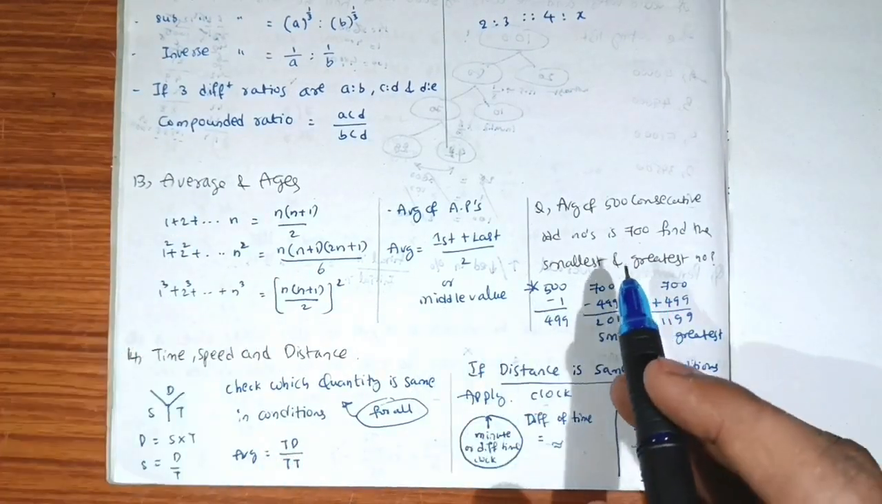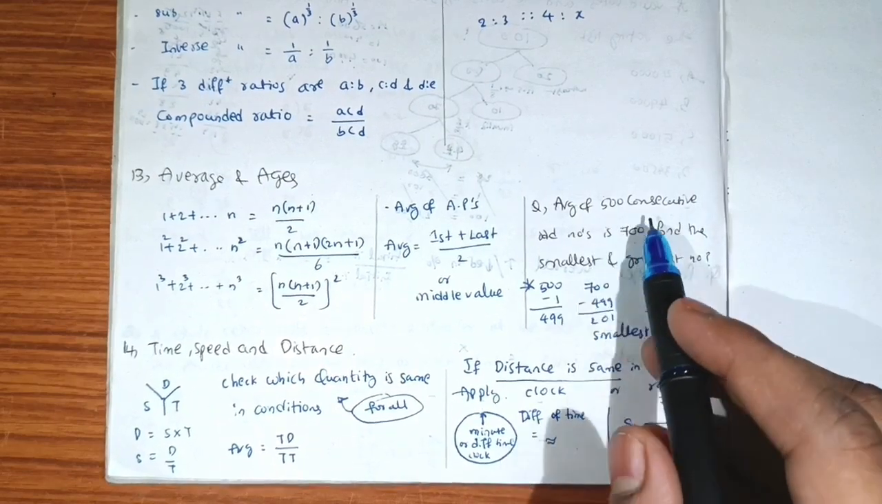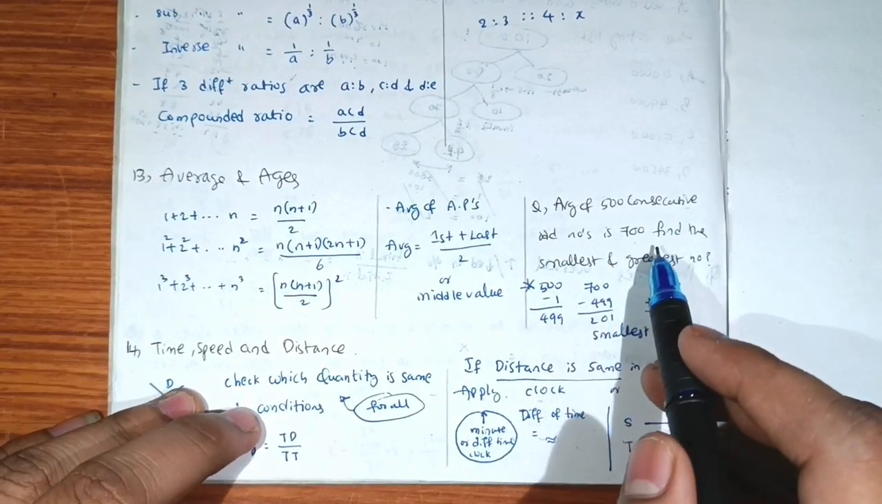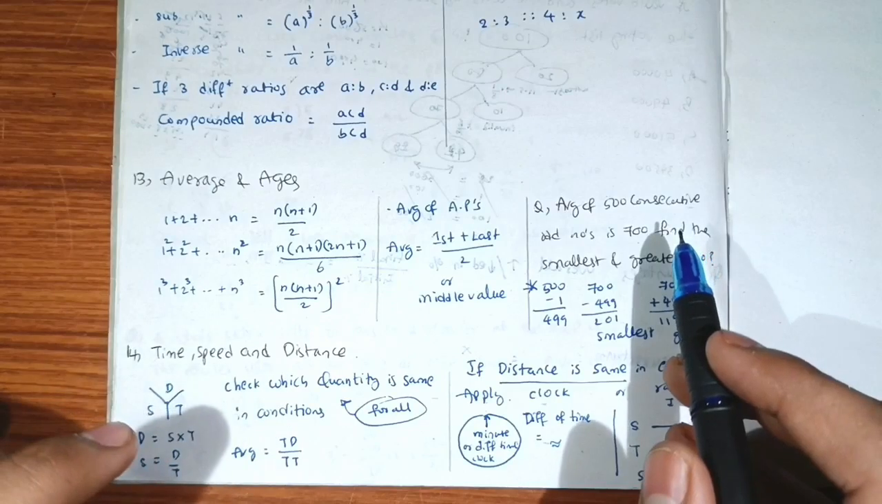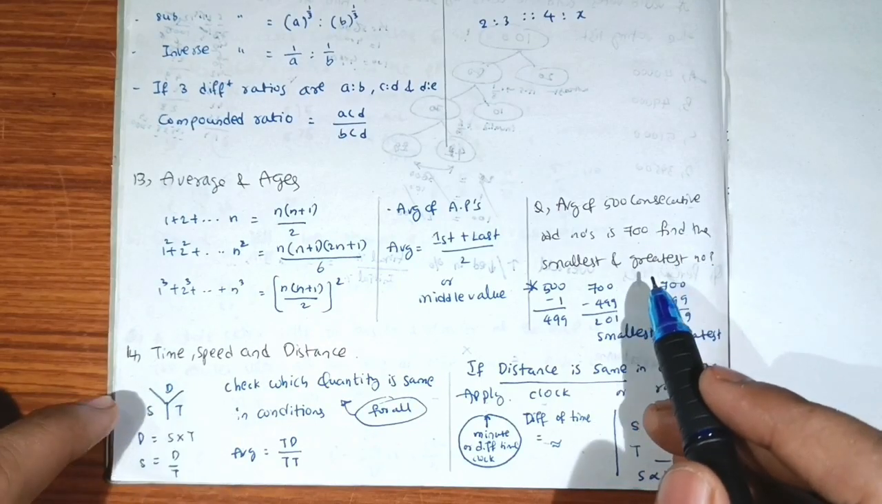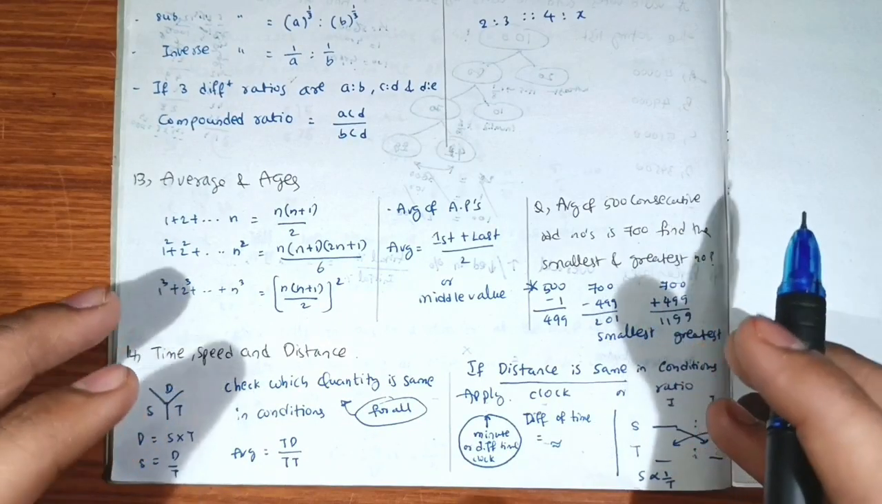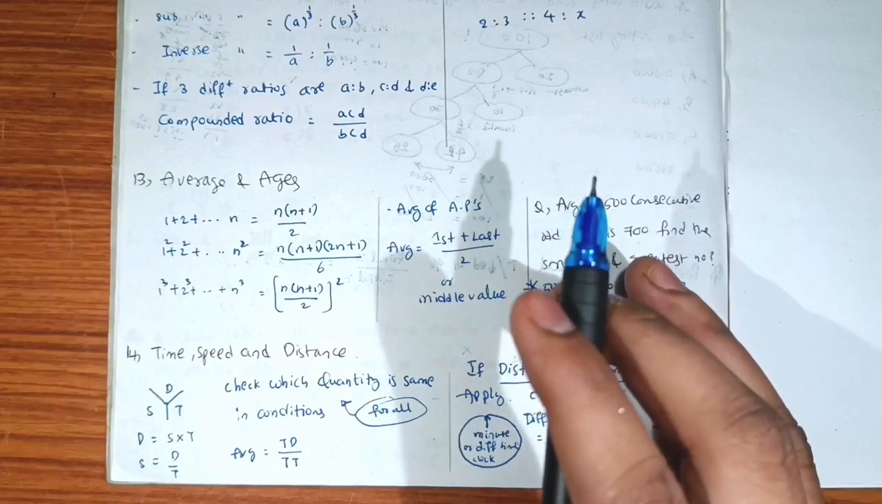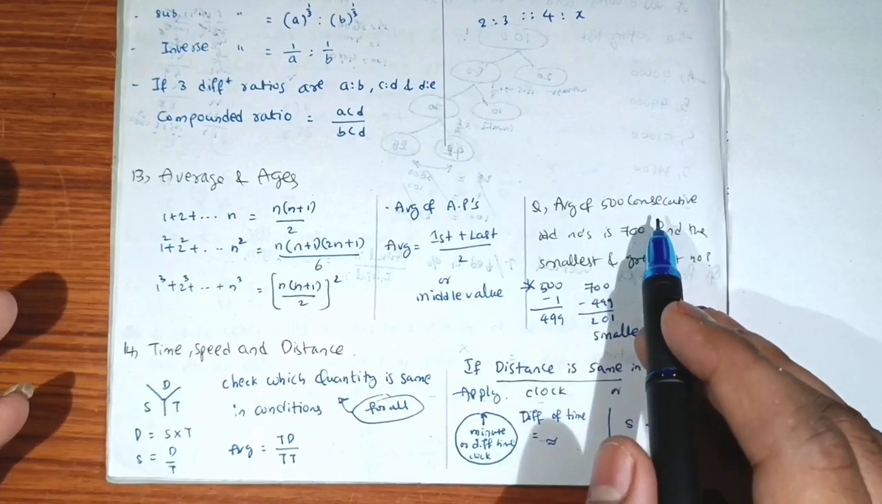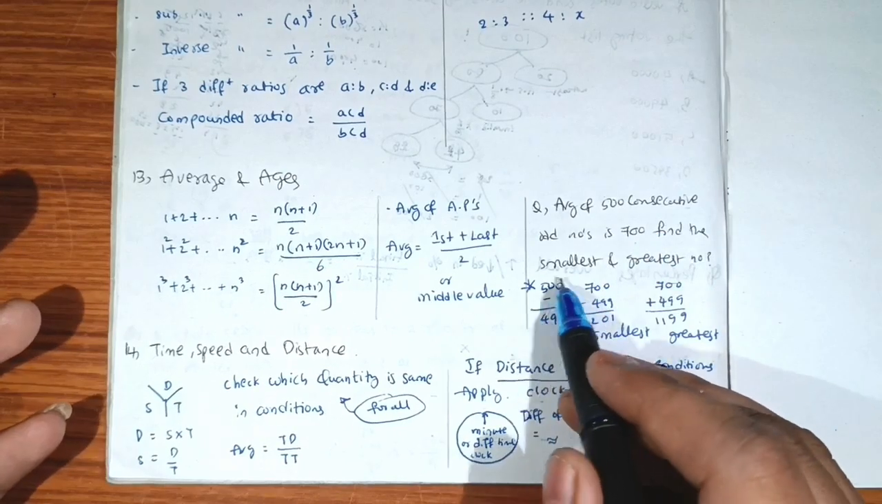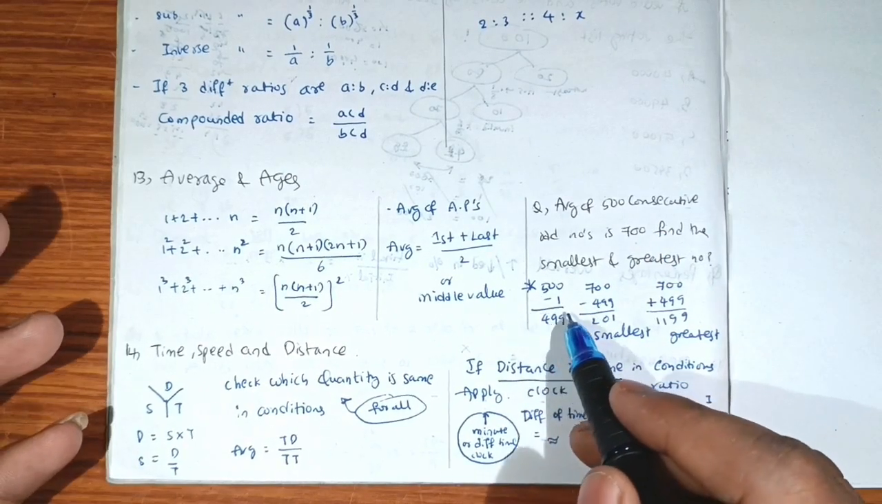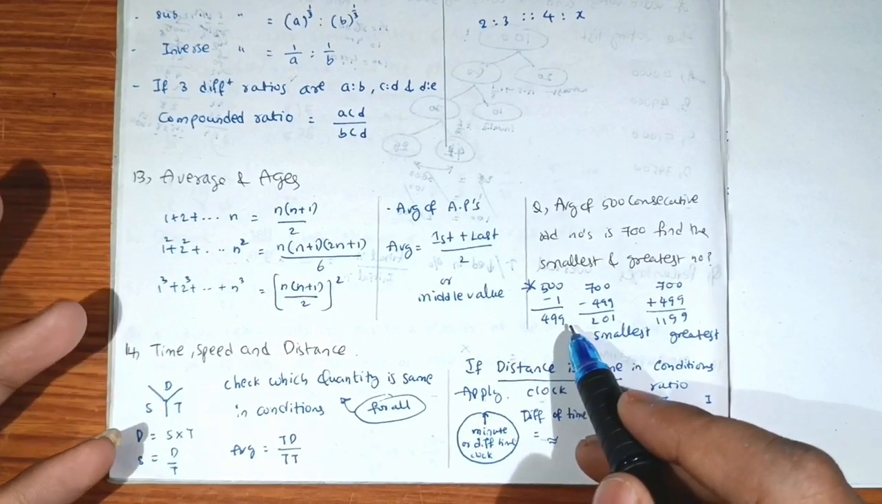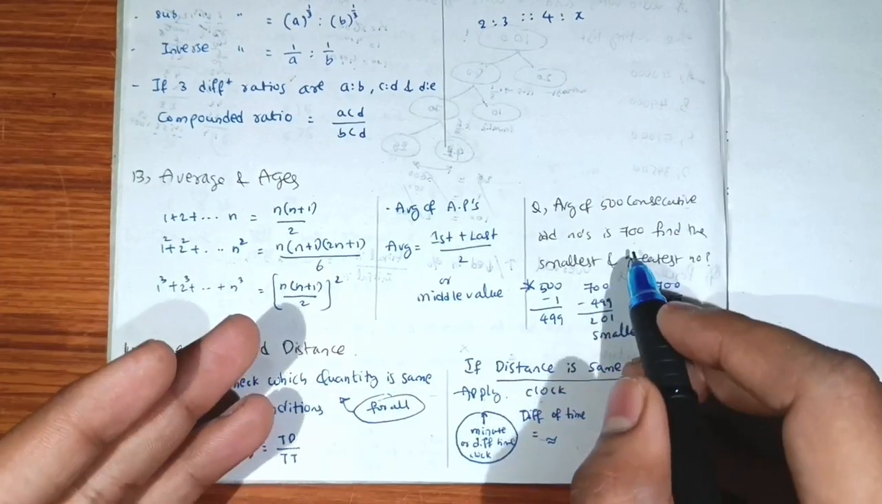Again, if the question is like: the average of 500 consecutive odd numbers is 700, find the smallest and greatest one. We have seen a lot of questions in the average and ages topic like this. In this 500 you need to subtract 1, then you will get the value 499. The average is 700.